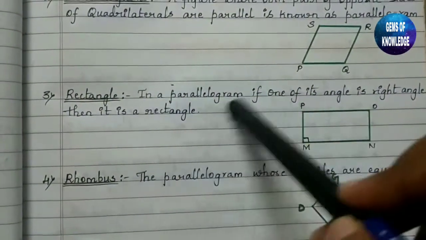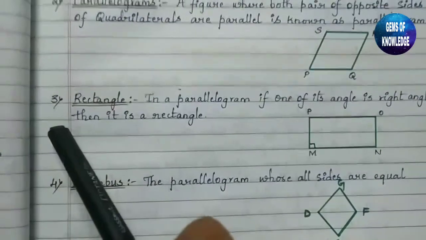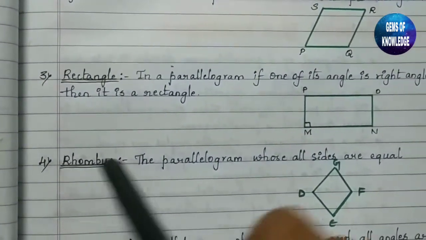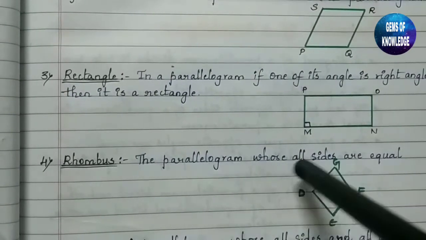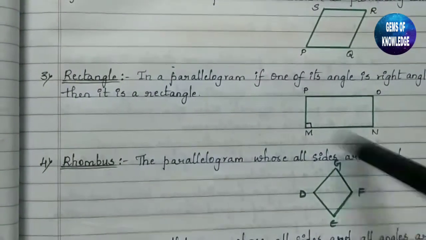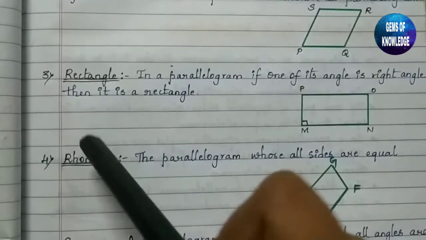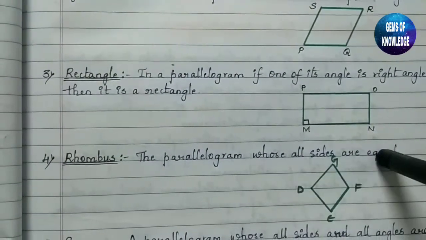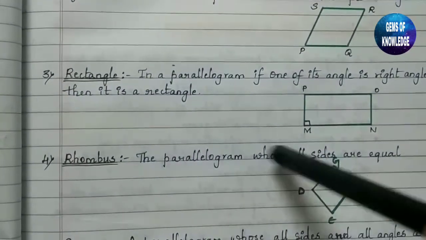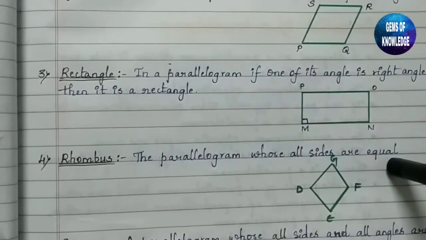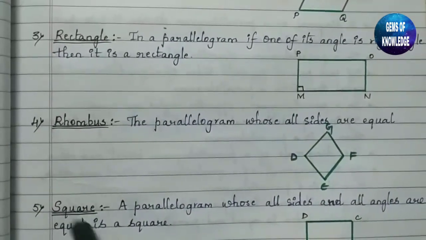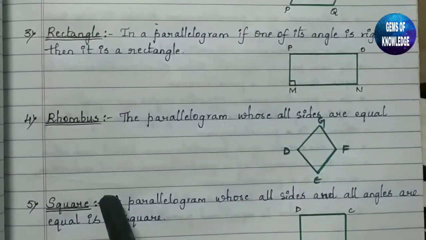Then only this parallelogram is said to be called as rectangle. Okay, so the next one is rhombus here. So the parallelogram whose all sides are equal. So your rhombus is exactly equal to square where all the sides must be equal. So the parallelogram whose all sides are equal, this is nothing but known as rhombus, whereas the square also holds the same thing.